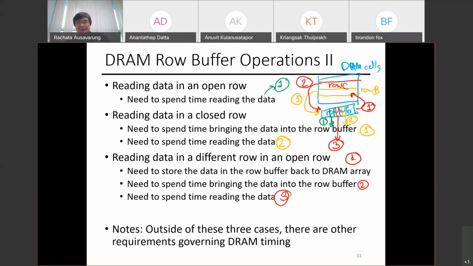Outside of these three cases, there are also other requirements that govern DRAM timing. When you switch between read and write, or write to read, there is a certain time you have to wait until you can switch. There is also the refresh operation, which we'll cover on Monday, on what happens if I lose my charges. Right? Any questions so far?